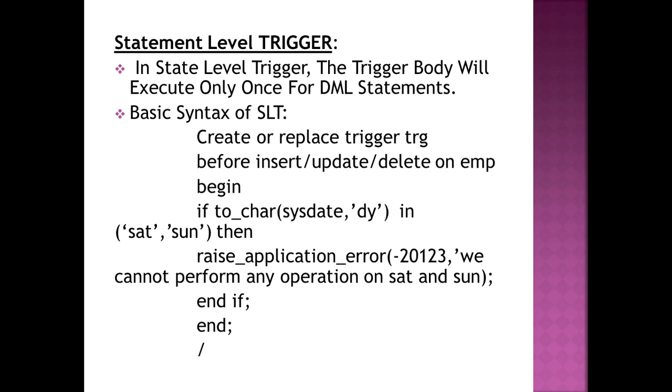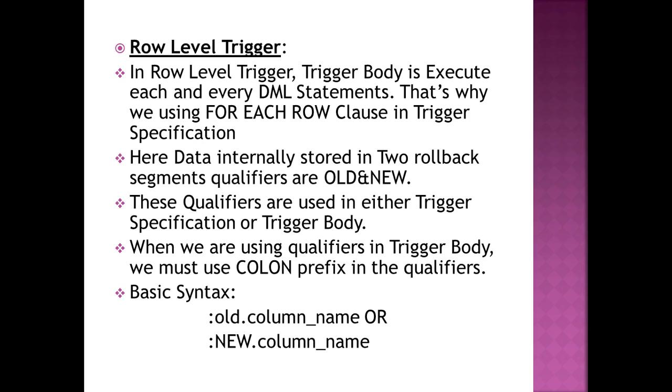Next we will go to the next slide. After that, the row level trigger. A row level trigger body executes for each and every DML statement. However many DML statements there are, it will execute for each and every one. That's why we use the FOR EACH ROW clause in the trigger specification.